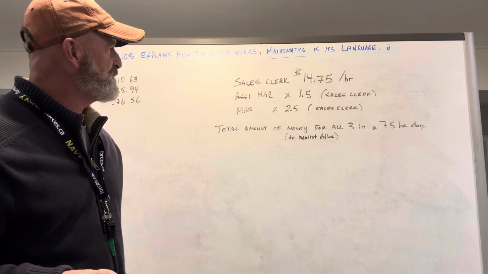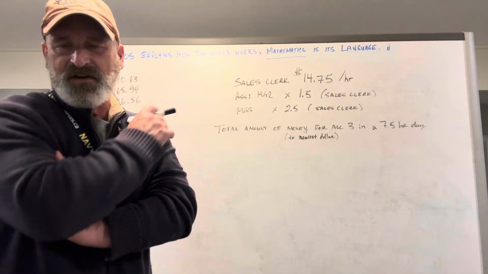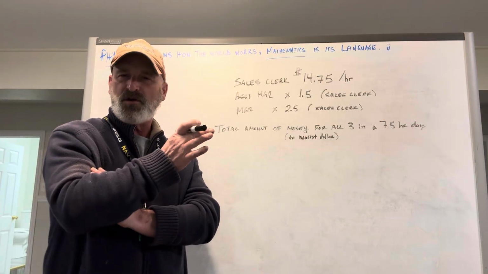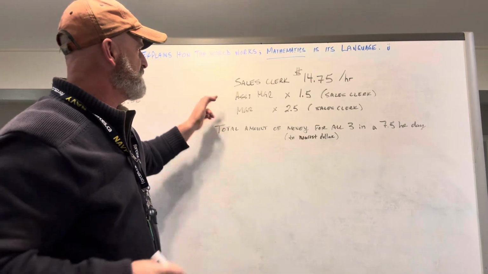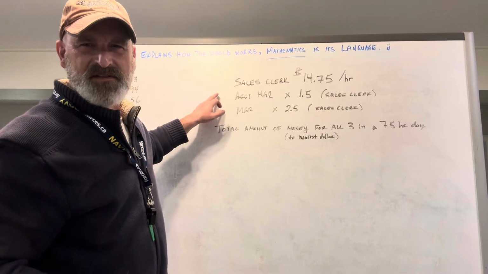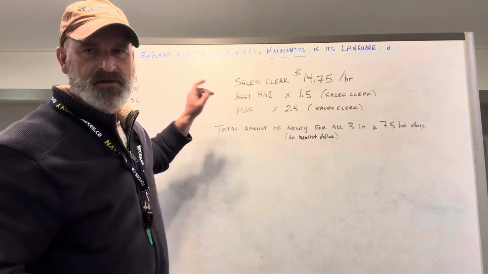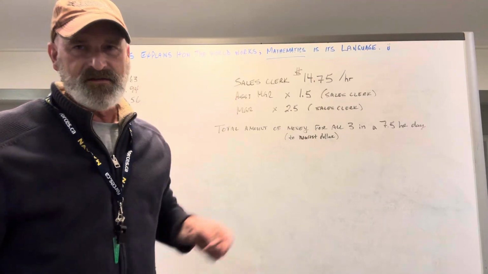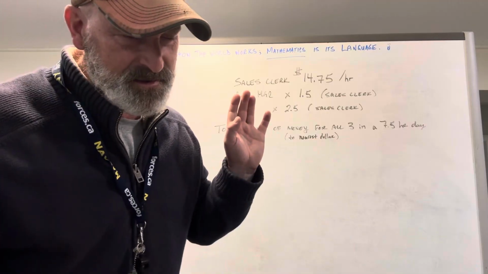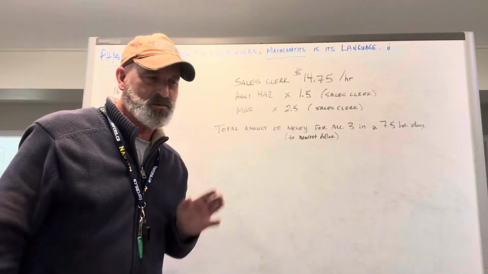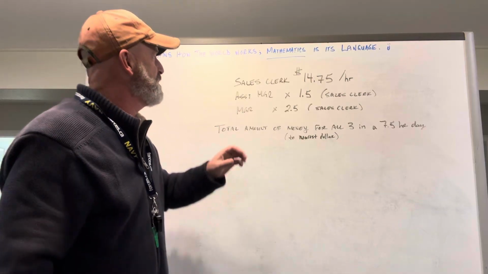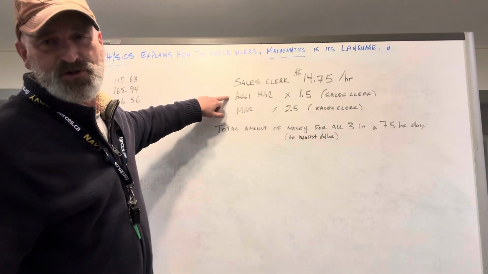What's the question say? The sales clerk makes $14.75 an hour. The person at the cash, $14.75 an hour. Got it. The assistant manager is going to make more than the sales clerk, but how much more? 1.5 times more. If I say that I make twice as much as you, and you make $20 an hour, I make $40 an hour. If I make 1.5 times more than you, you multiply it by 1.5.